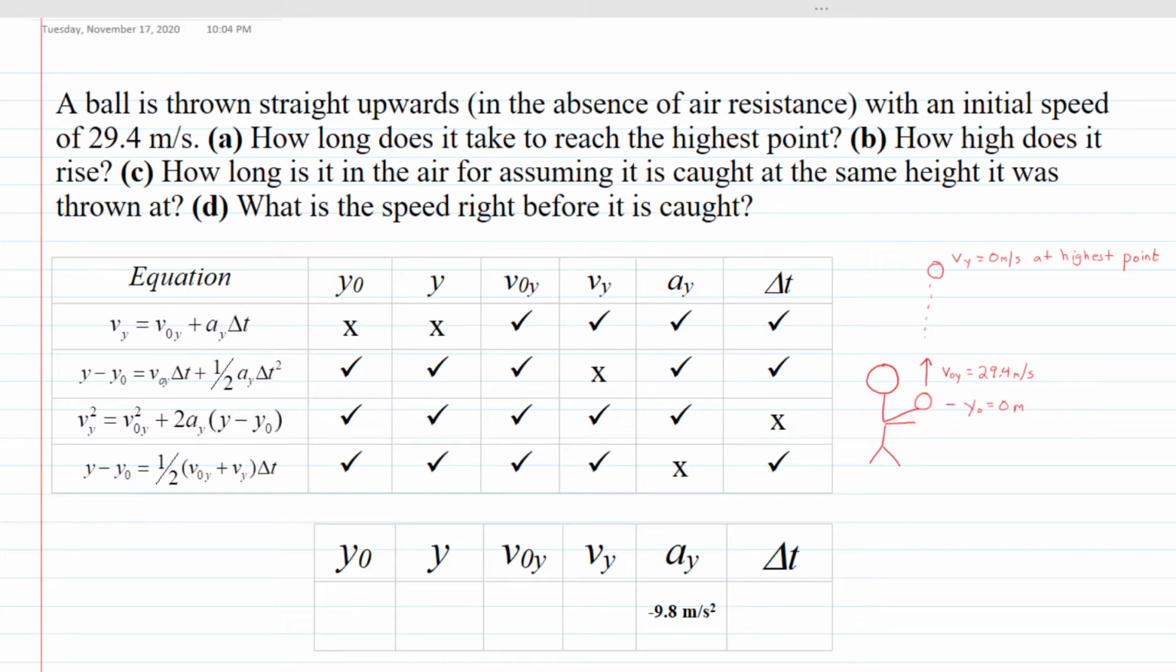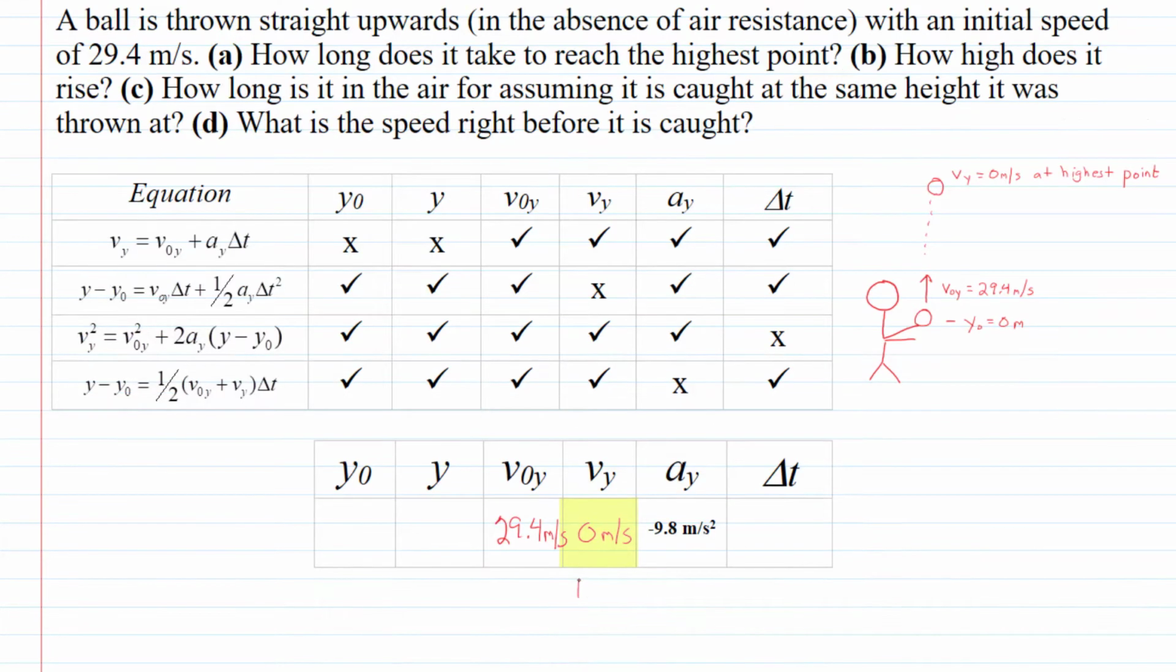So let's start by identifying our known and unknown quantities. We know that the ball was thrown straight upwards at 29.4 meters per second. We know at the highest point, the velocity is 0 meters per second for a split second. We know the acceleration is negative 9.8 meters per second squared. We are looking for how long it took to reach that highest point. We defined our initial position to be zero, and we also want to know how high does it rise.